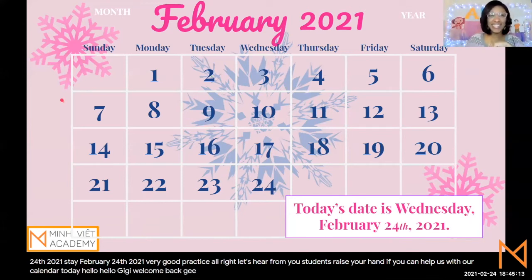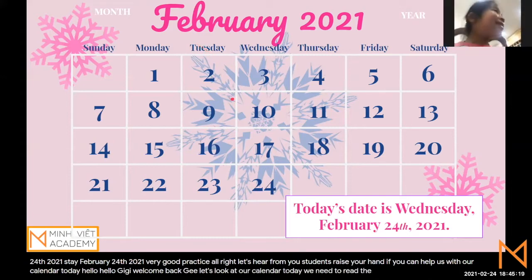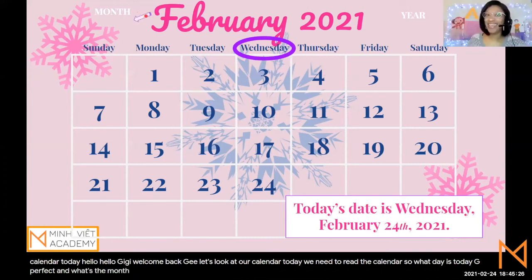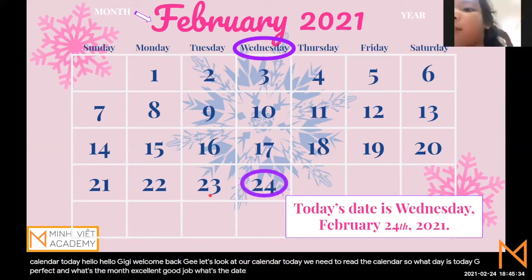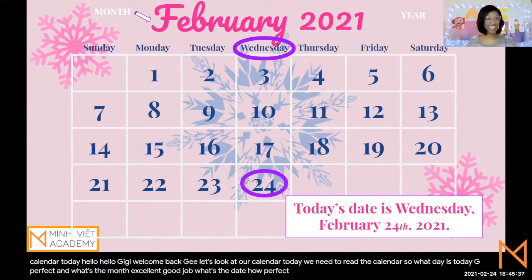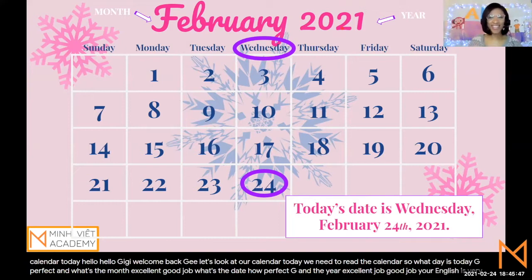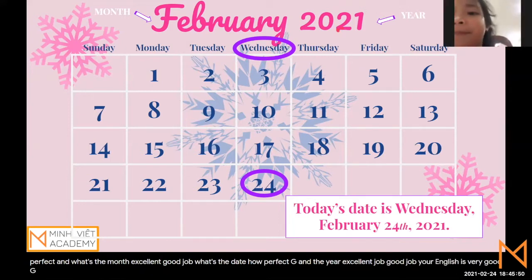All right, G, let's look at our calendar today. We need to read the calendar. So, what day is today, G? Wednesday. Perfect. And what's the month? February. Excellent. Good job. What's the date? 24th. Wow, perfect, G. And the year? 2021. Excellent job. Good job. Your English is very good, G. Thank you. You're very welcome. Bye bye.